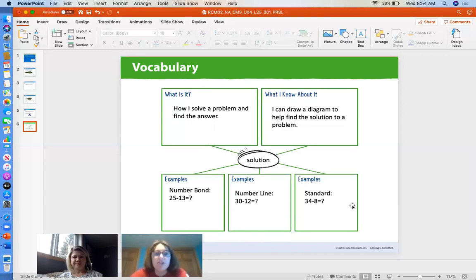And then the last one, we're just going to do standard algorithm. So we want you to write it vertically instead of horizontally like it is now, and then give us the answer to that. So pretty easy.